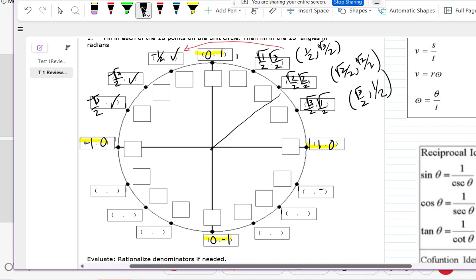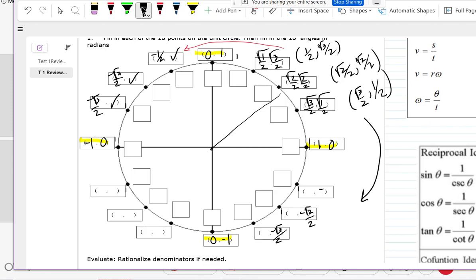Take the time to write that out. But they're the same. Things also reflect over the x-axis. So if you reflect over the x-axis, then it's the y values that become opposite. So you go straight down, that'll be negative root 3 over 2. Straight down, that'll be negative root 2 over 2. Straight down, this will be negative 1/2. And again, the x values stay the same.